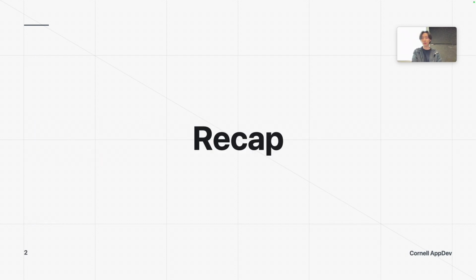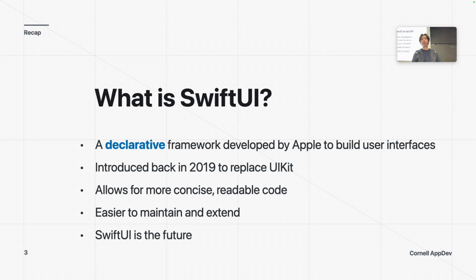But yeah. Alright, so to quickly recap, we discussed what SwiftUI is. It's basically a declarative framework, similar to how UIKit is an imperative framework. It was written in 2019 to replace UIKit. It's the future, so if you do develop apps in the future, it's highly recommended that you use SwiftUI over UIKit.